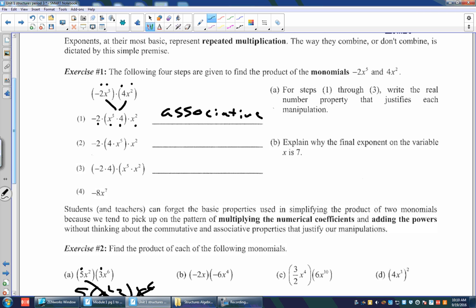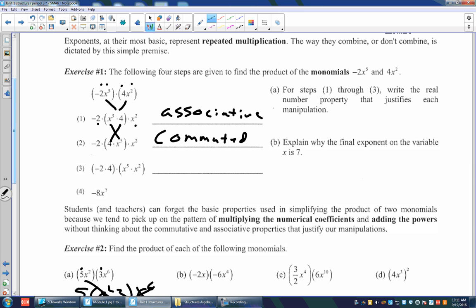We put parentheses around here. Now here, you notice the x to the 5th went there and 4 went there. So we commuted, or a commutative property of multiplication. Explain why the final exponent of the variable x is 7. Okay, so that's way down here.